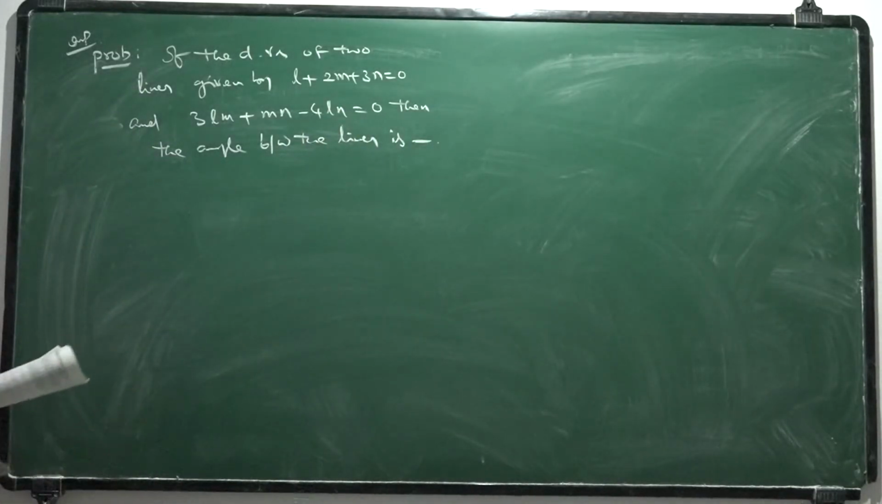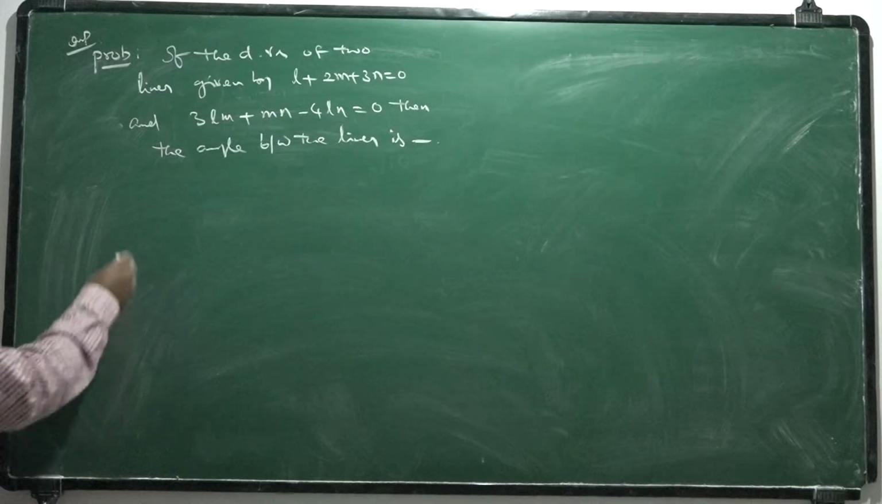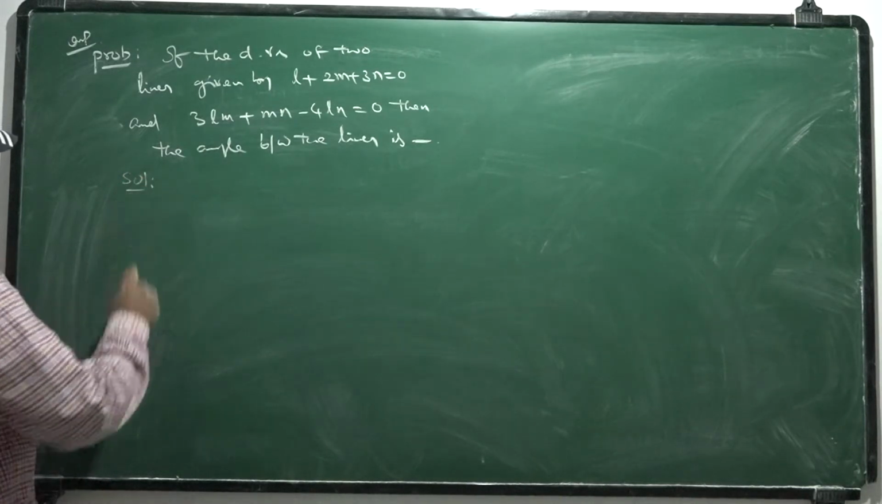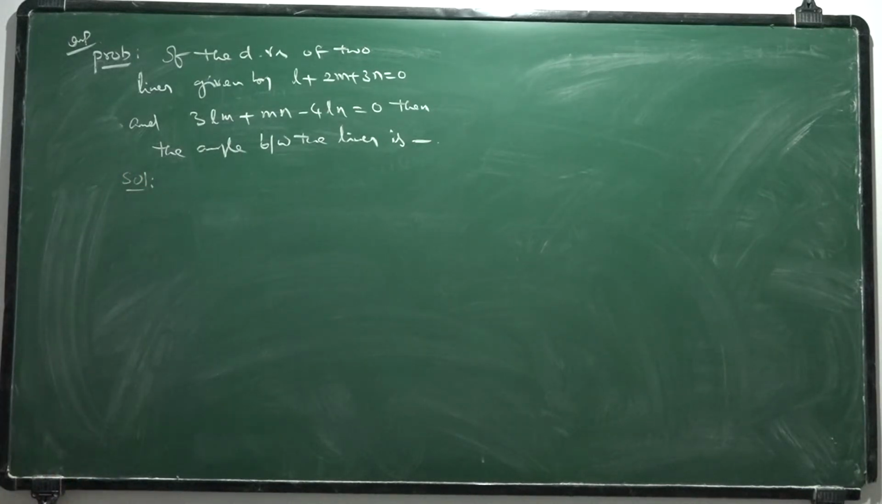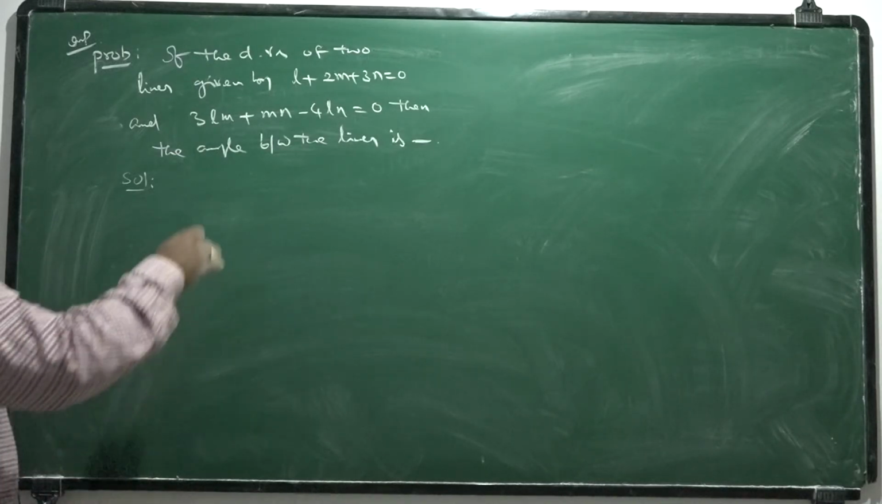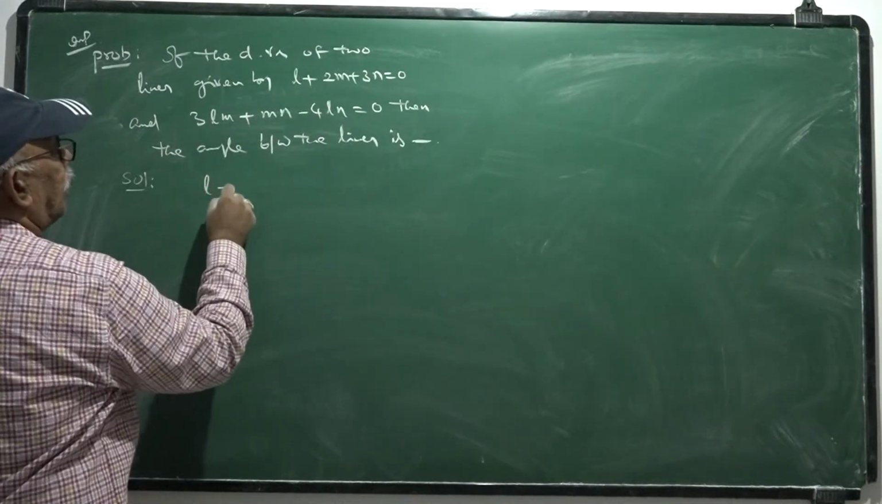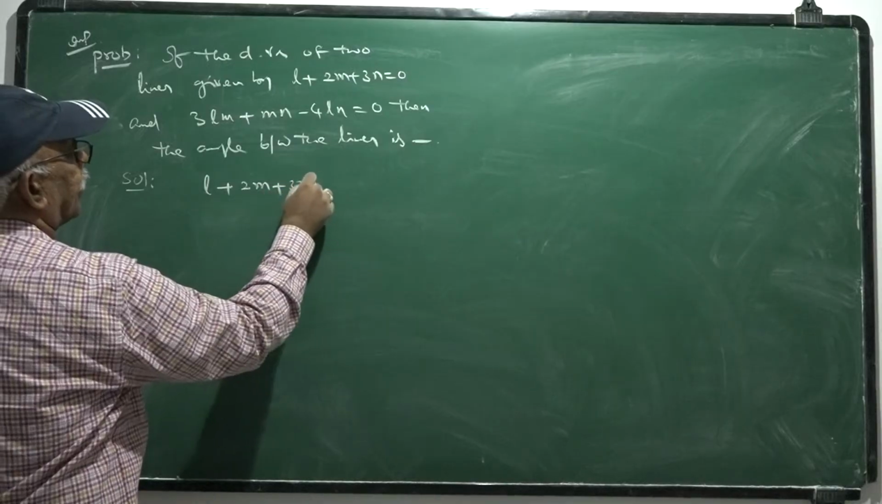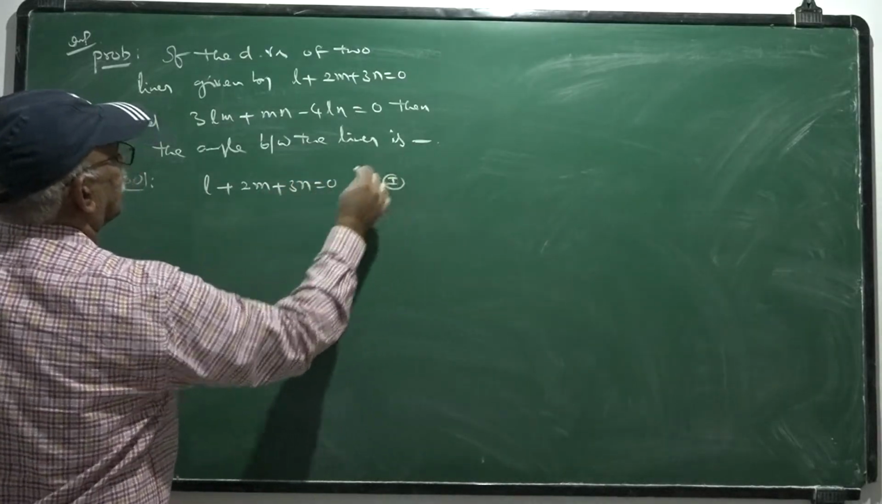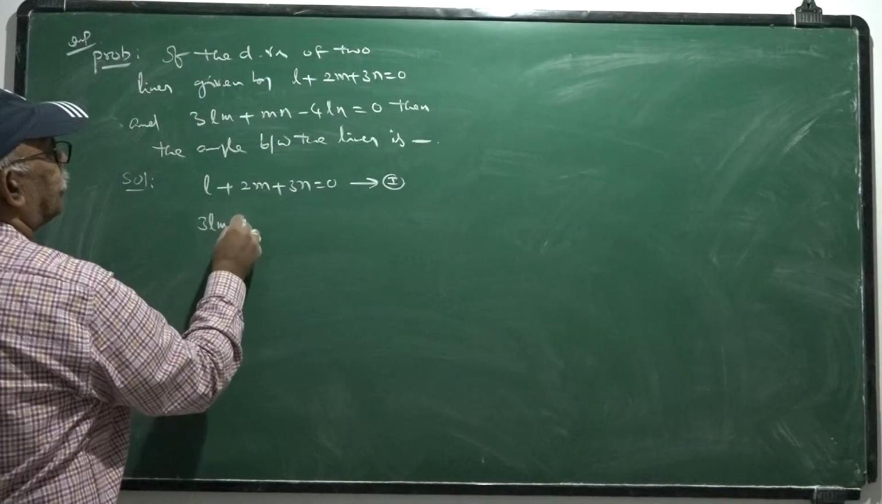DRs of two lines are given by the relations l plus 2m plus 3n is 0 and 3lm plus mn minus 4ln is 0. Then angle between the lines is? To find the angle between the lines, one should find the direction ratios of the lines. For that, we have to solve these two relations here. Let us consider the relations here as 1, this is 2.